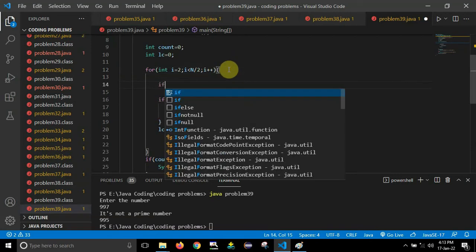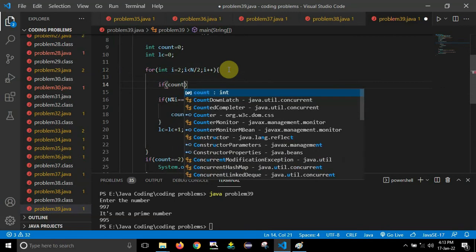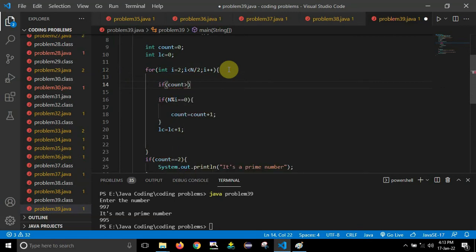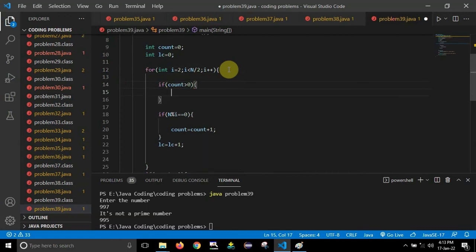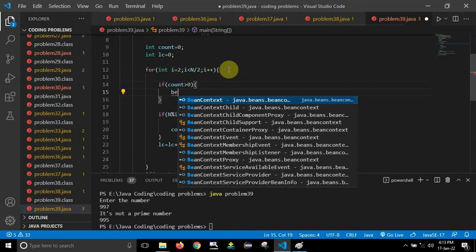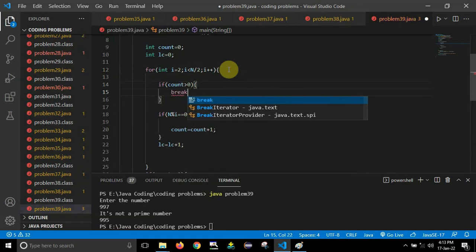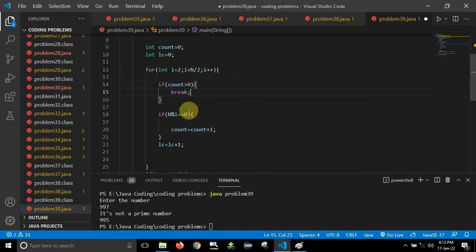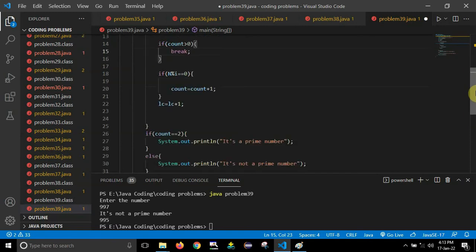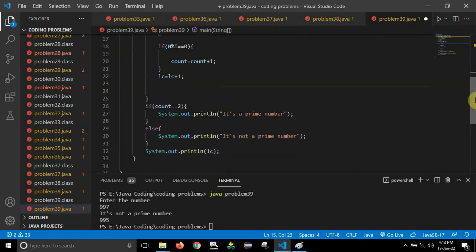One more thing we want to insert is, if count is greater than 0, it means it's not a prime number, right? So if it is not a prime number, why should I check all the other conditions? I'll just break it right here. Once the count increases beyond 0, it's not a prime number, so definitely I will not check other conditions. I hope you are getting the point.